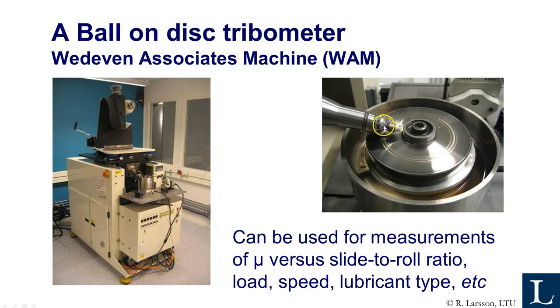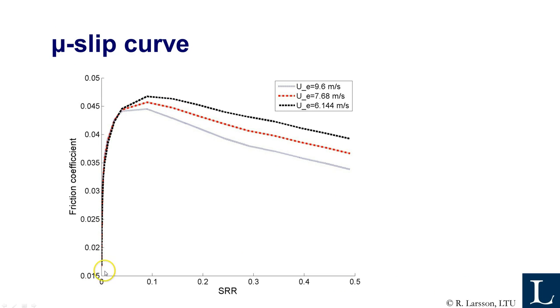So you have a ball driven by a separate motor, and the disc driven by another motor, and you can adjust the speeds of the ball and the disc to any slide to roll ratio. You can adjust the load, and you can adjust the entrainment speed, and you can use many different lubricants here. So this is a very versatile and very useful machine to learn about EHL friction. And then again, you get this mu-slip curve I showed you before in part 1. So this is a typical result from the ball and disc machine.